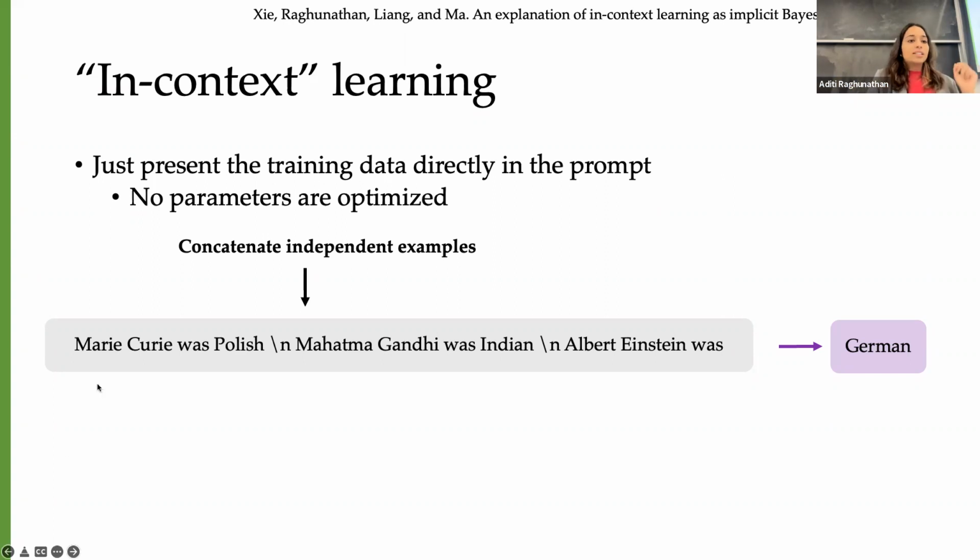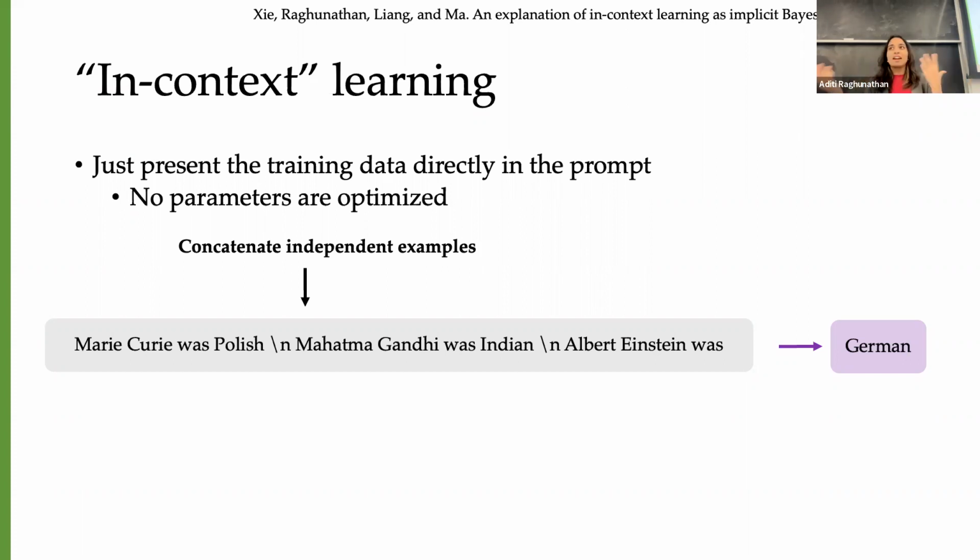What that would look like is I say Marie Curie was Polish, I say Mahatma Gandhi was Indian, and then I give Albert Einstein. And now the model has enough information to know that I'm asking about nationality and correctly predict. So does this make sense, what in-context learning is? We're not even thinking about how to give the prompt. We're literally just giving X's and Y's together to the model and saying, figure out the task and solve the task.